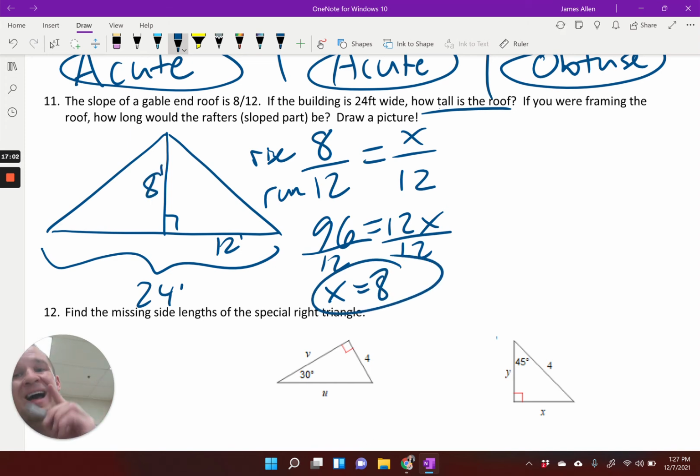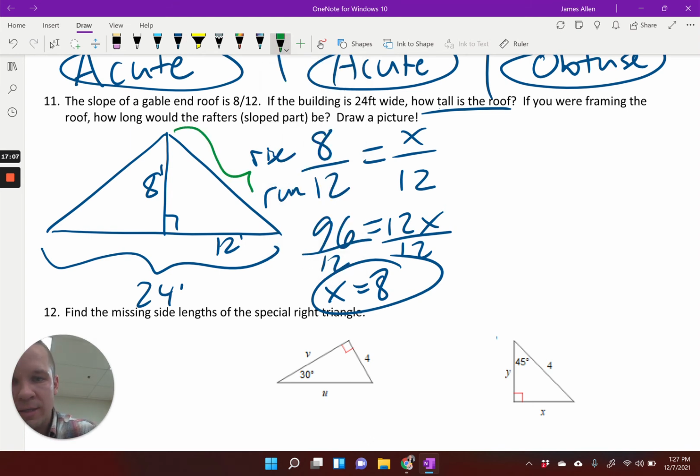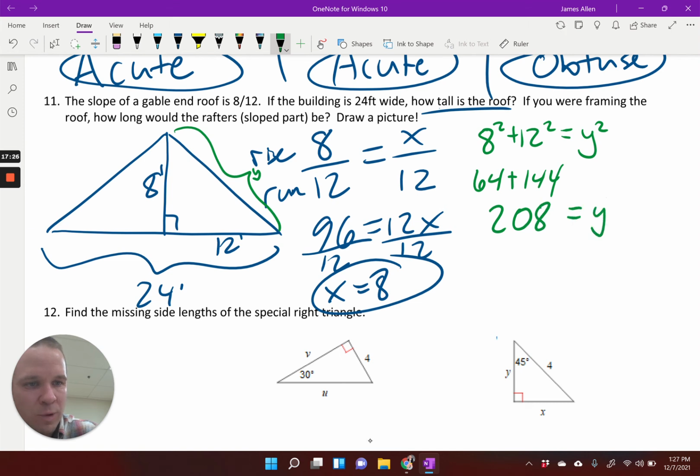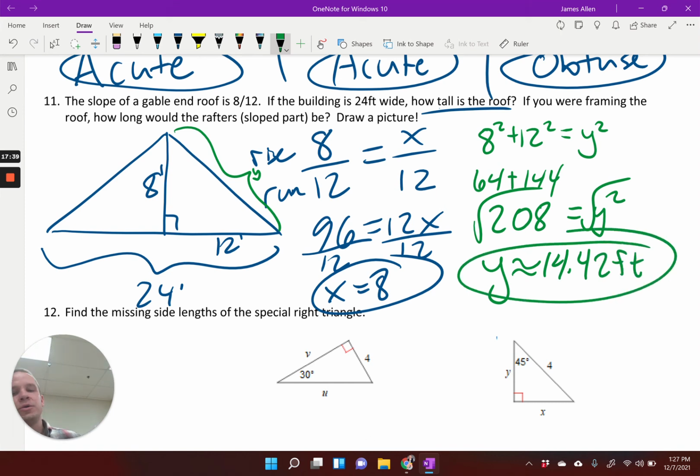Now, if you're framing the roof, how long would the rafters be? That is my sloped part. I'm going to do that in green. So that's this part right here. We'll call that y. Oh, look at that. I got a right triangle. I got 2 legs. I can just set up some Pythagorean theorem. So if I do that, I got 64 plus 144. That's 208 equals y squared. And this is an application problem, so I can just go ahead, square root that, and I'm going to get y is approximately 14.42 feet. 14.4 feet works as well. Either way is cool.